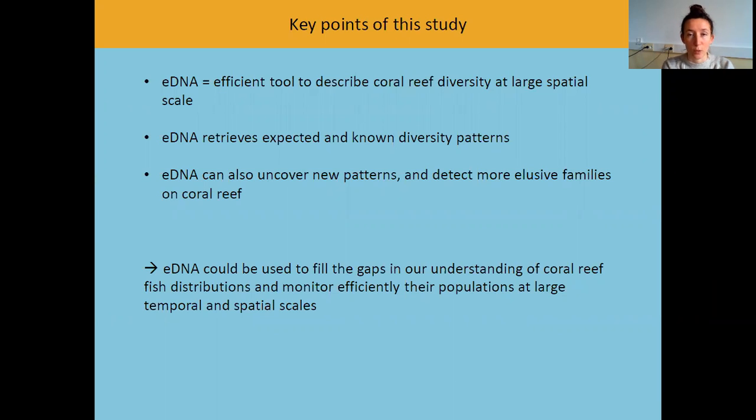eDNA could be used to increase our understanding of coral reef fish functioning and monitor fish communities at large temporal and spatial scales.